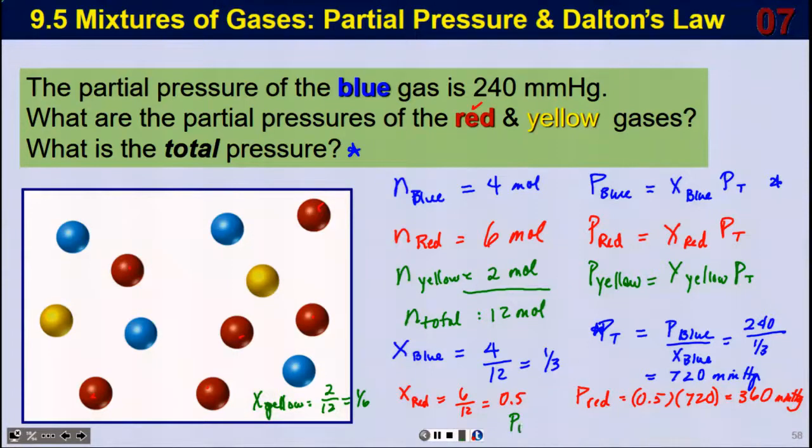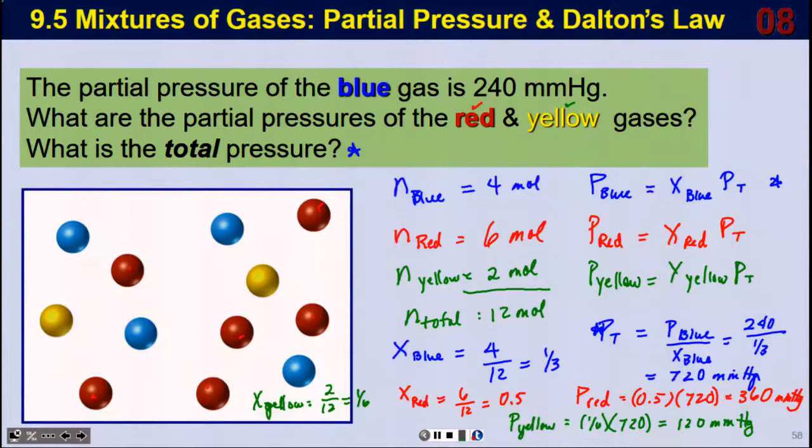Pressure of the yellow gas then will be the mole fraction of the yellow, which we just said was 1/6, times the total pressure, which is 720. 1/6 of 720 is 120. If you can remember your math facts, that might be easily obtained. So now we have the pressure of the yellow gas.